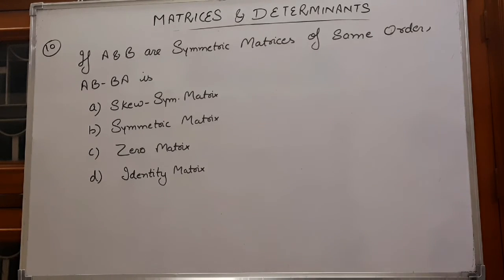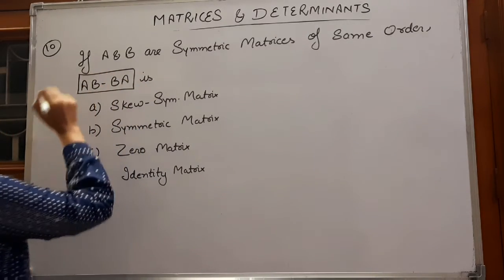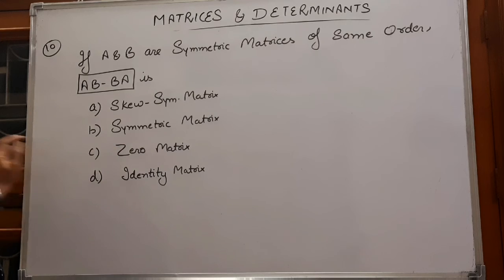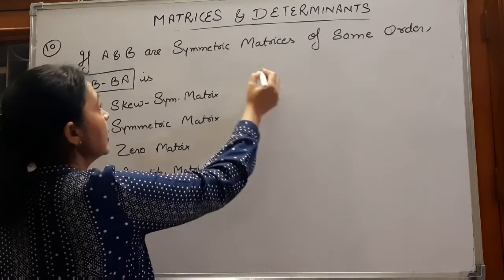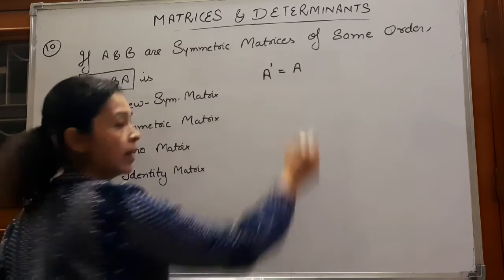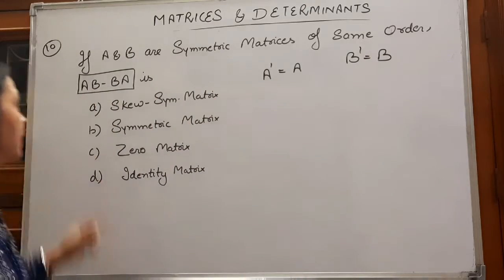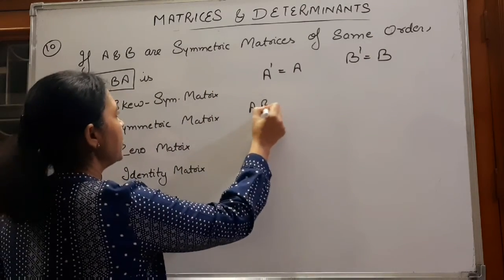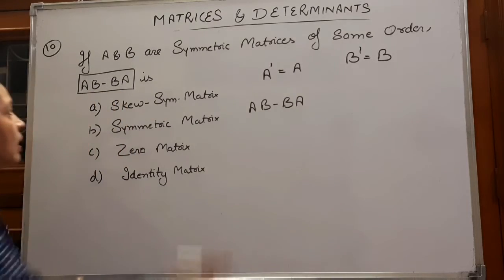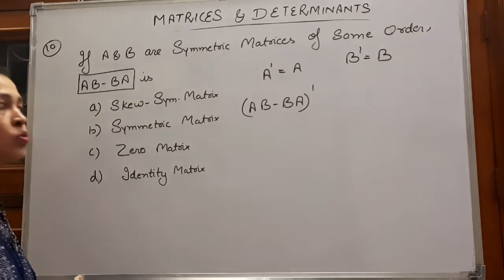If A and B are symmetric matrices of same order, we have to find that AB minus BA is which type of matrix? Skew symmetric, symmetric, zero or identity matrix. Let's first check whether it is symmetric or skew symmetric. It is given that A and B are symmetric matrix. It means the transpose of A is A. Similarly, B is also symmetric. Transpose of B is B. Now, we have to find whether AB minus BA is symmetric or skew symmetric. What we will do? We will find the transpose of these two.